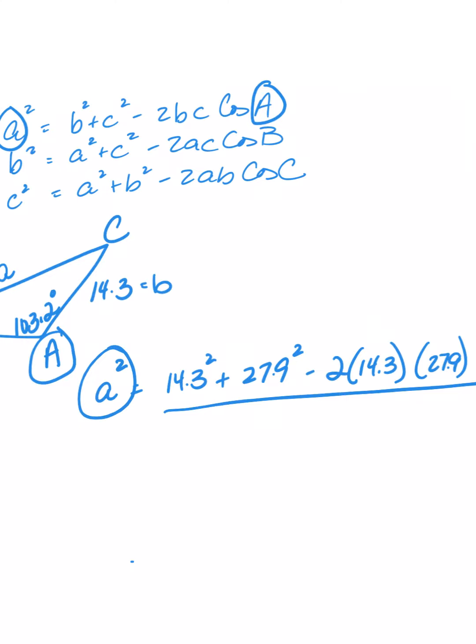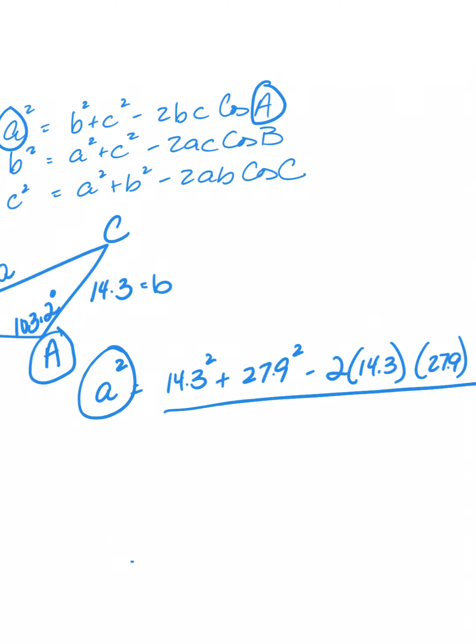So what do I have to do at the end? 103.2 is going to be the biggest angle in that triangle. So little a is going to be the biggest side in the triangle. So you know it has to be bigger than 14.3 and 27.9. And it is. So go ahead and tell me what you got.